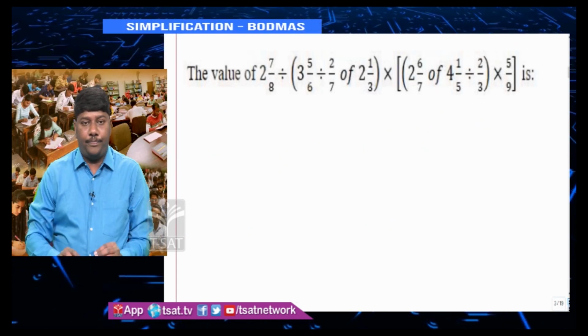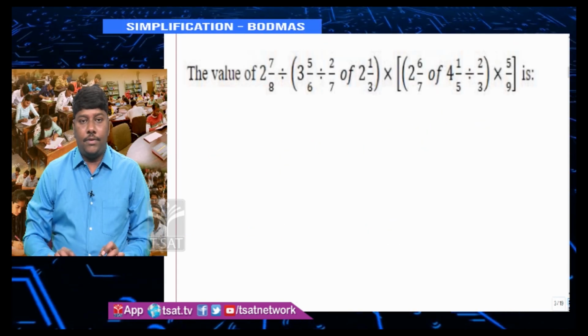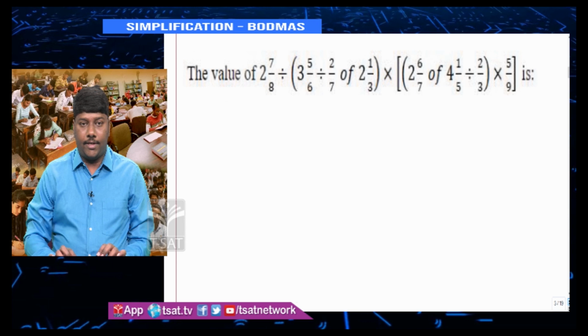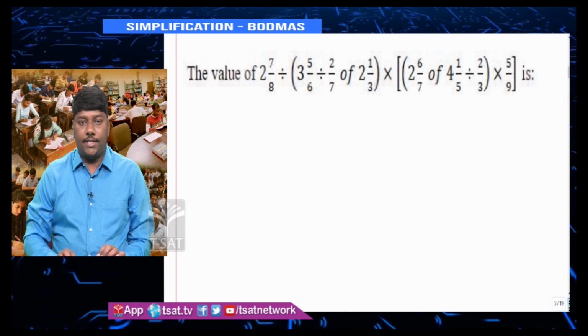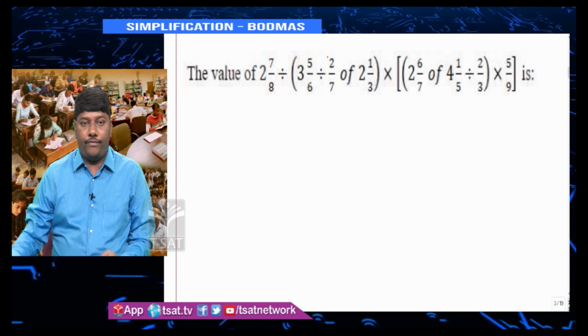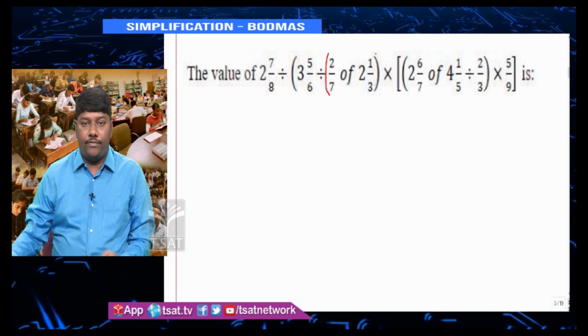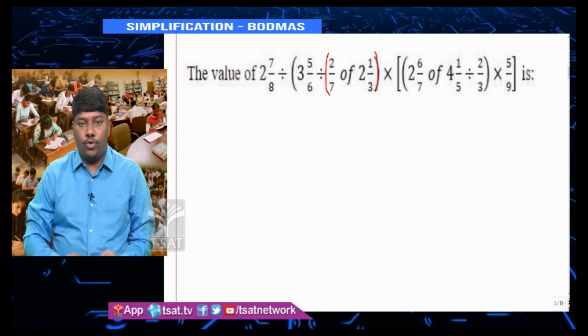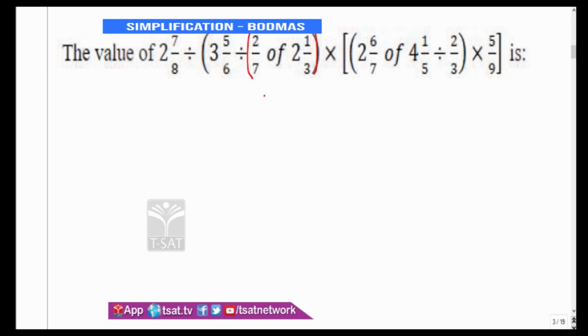Now look at the next one. So first you have to solve the things which are inside the brackets. So I am concentrating on the things which are inside the bracket. Inside the bracket also you have to give priority to of. So 2 by 7 of this 2 1 by 3. 2 1 by 3 is 7 by 3. So 2 by 7 into 7 by 3 gives me 2 by 3 here. So this becomes 2 by 3. So I am directly writing it as 2 by 3.